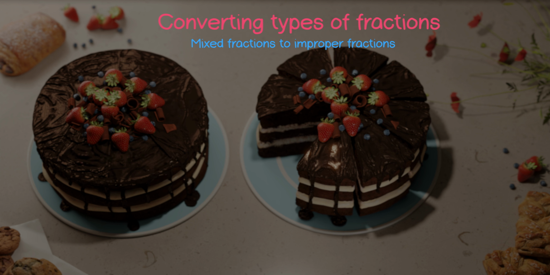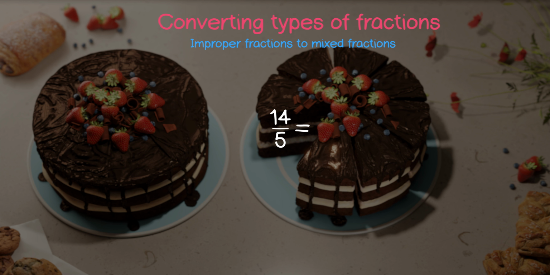Let's try another example. 2 and 1/5 to an improper fraction. So 2 times 5 equals 10. 10 plus 1 equals 11. So we have 11/5. Now we need to be able to convert in the other direction too. 14/5, let's convert this to a mixed fraction.